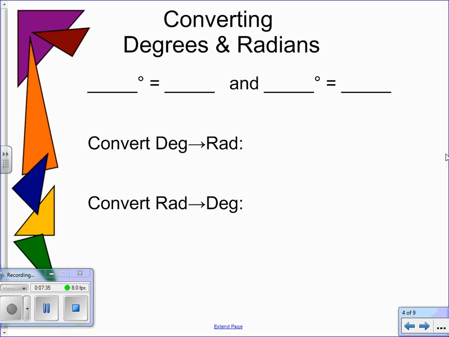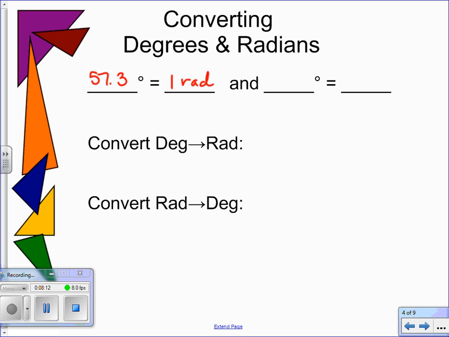Can somebody from the animation tell me one thing you know about degrees equaling radians in terms of numbers from the animation? How many degrees equals how many radians? Faith, you say? Was it like 57? Okay, so we could say 57.3 degrees is equal to 1 radian.